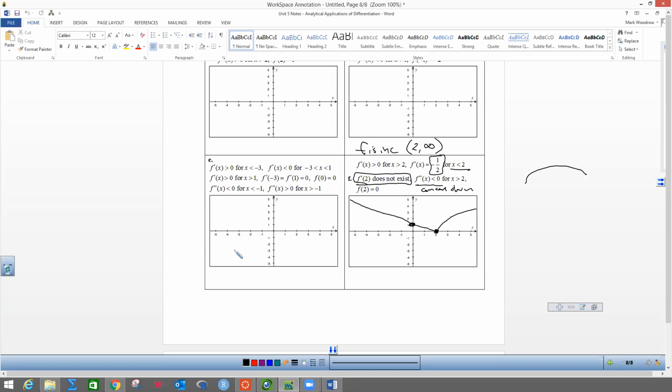Now, it doesn't have to be exactly like this. The left side should be exactly like that, but I could have made this go up higher, or I could have made it go lower. I just need concave down and increasing the whole time. Does anybody else have anything you want me to go over?